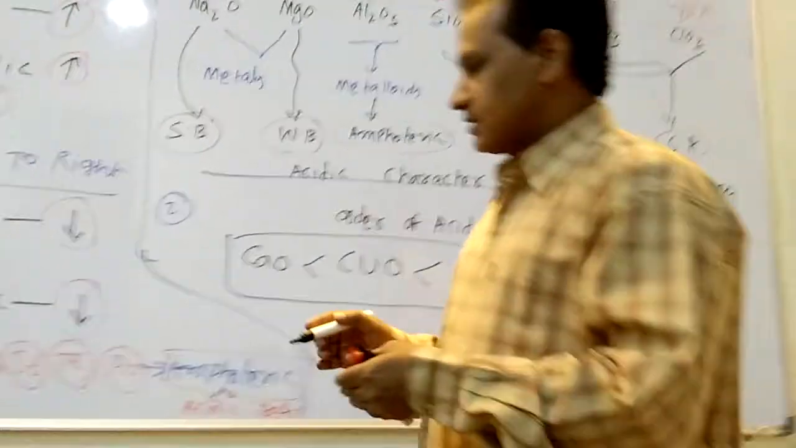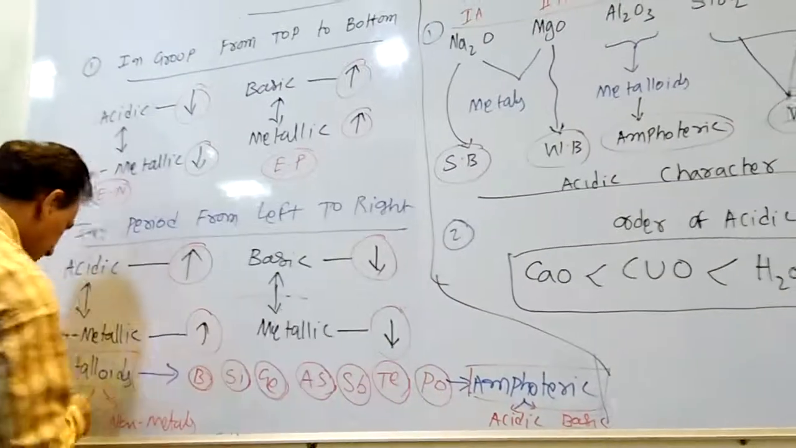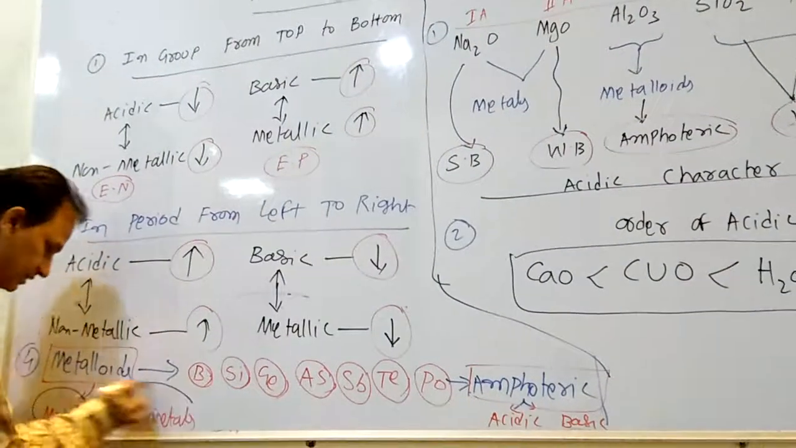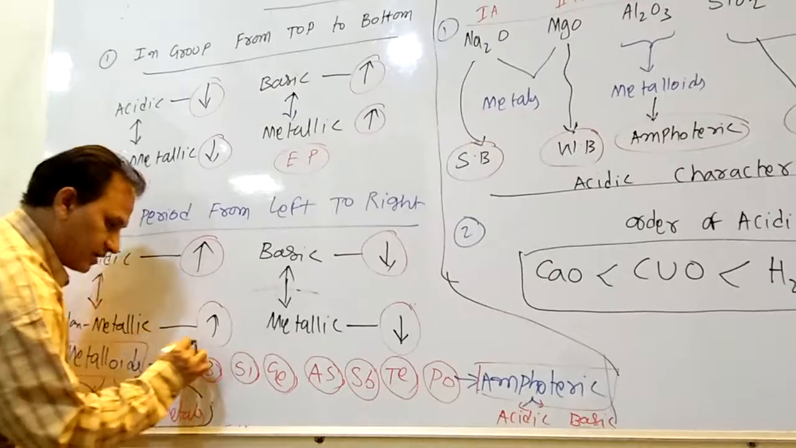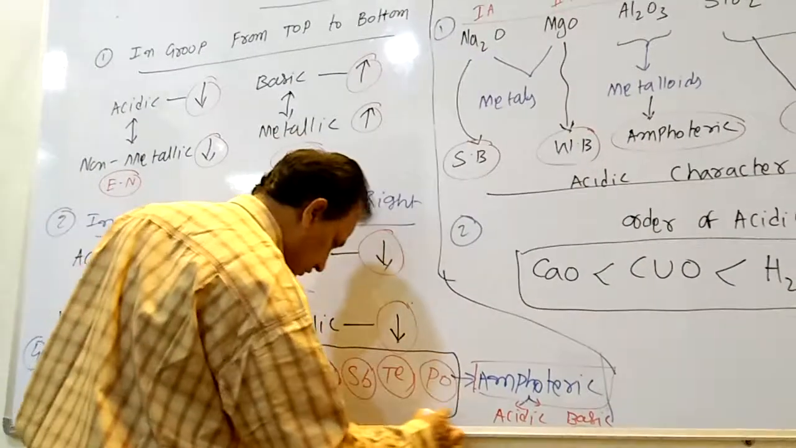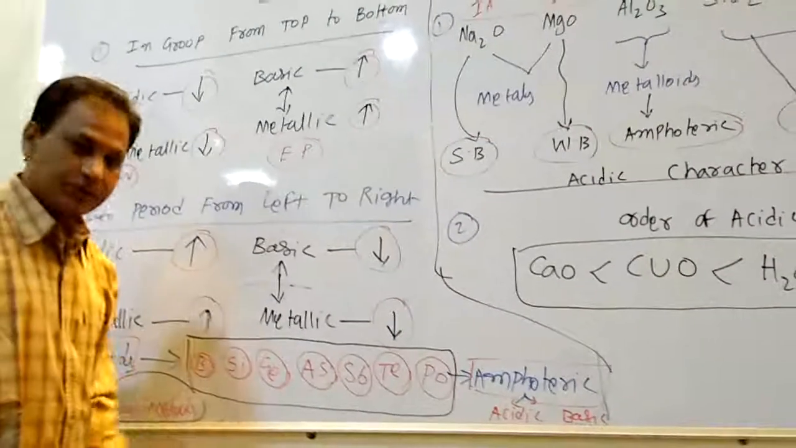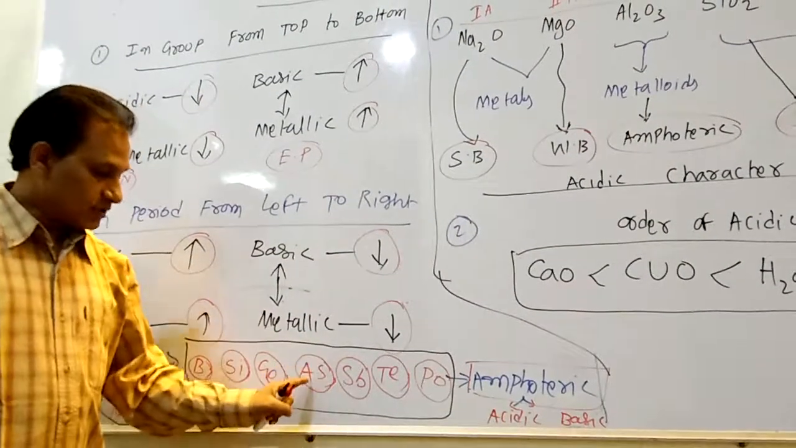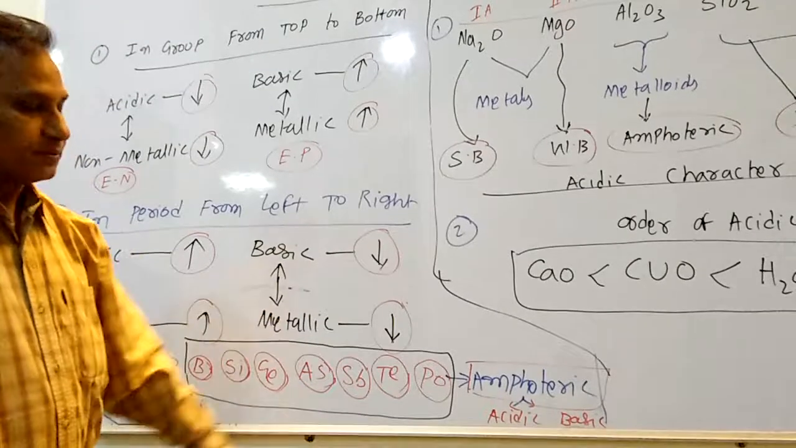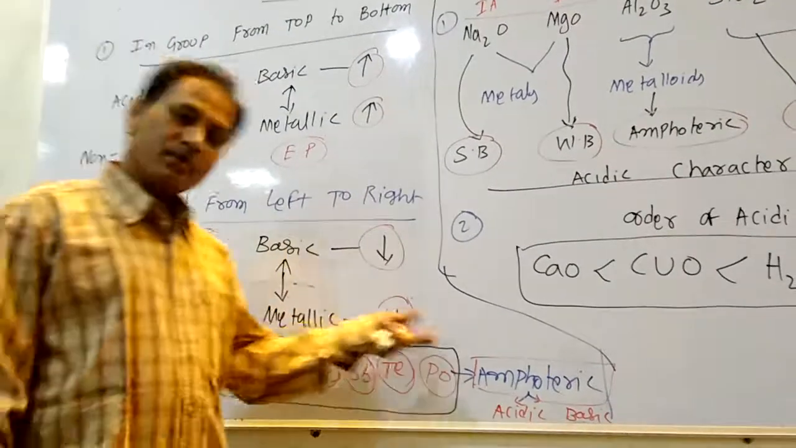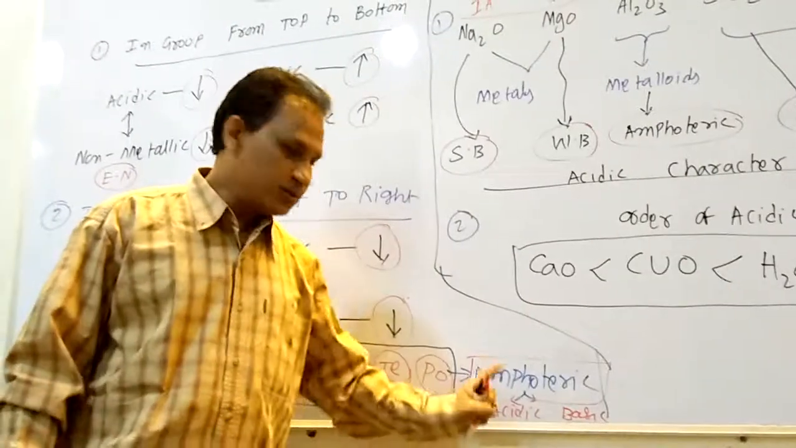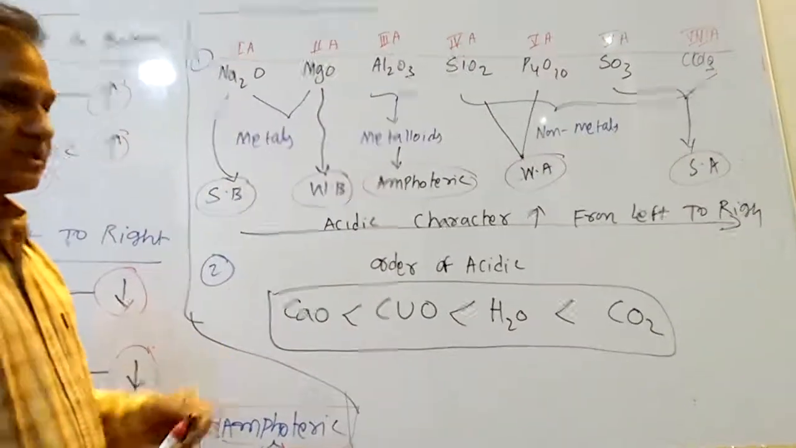See some important metalloids. Metalloid means they contain both metals and non-metals. These are the metalloids, very important: boron, silicon, germanium, arsenic, antimony, tellurium, polonium. When they dissolve in water, they give amphoteric oxides, meaning both acidic and basic. Moving from left to right, acidic character increases. Moving from top to bottom, basic character increases.